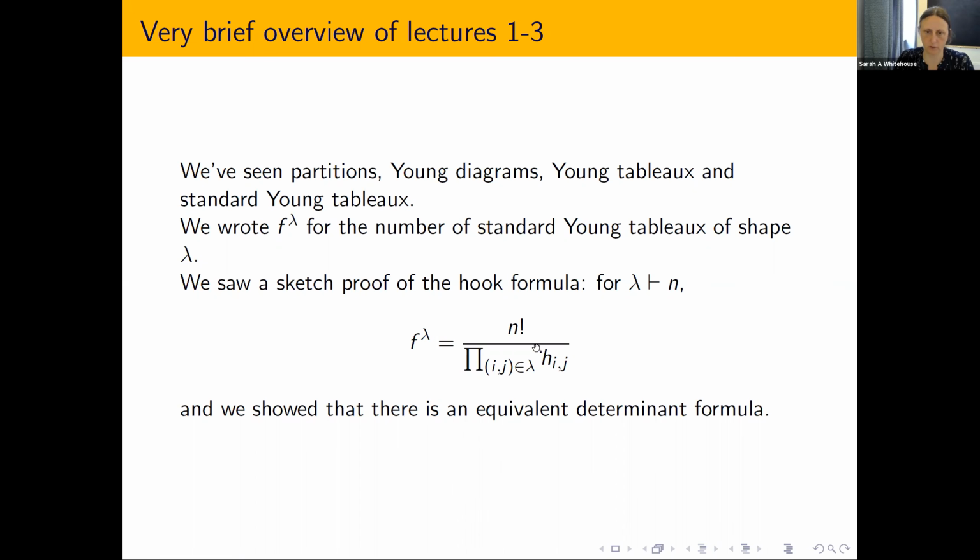So here's a reminder of what the hook formula was. We had a formula for the number of standard Young tableaux of shape lambda of the form n factorial divided by the product of the hook lengths. And in the previous lecture, I'd also talked about a different formula for the same thing, involving a determinant, and I showed you that those 2 formulas are indeed equal to each other. So that's a summary of where we've got to so far.